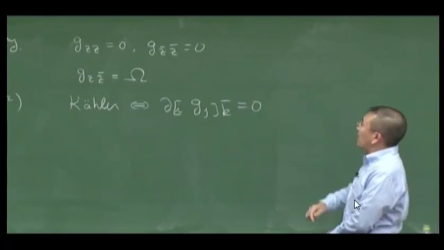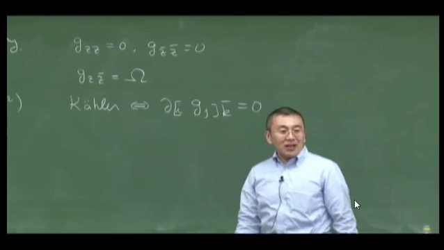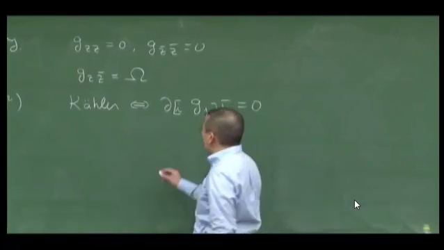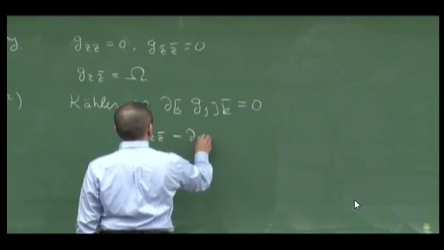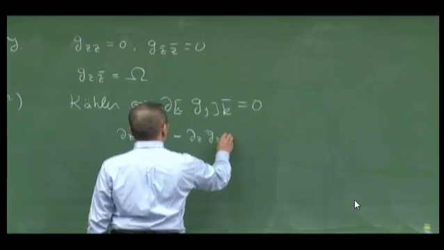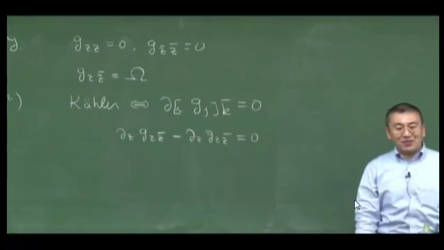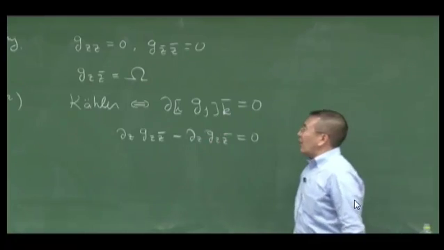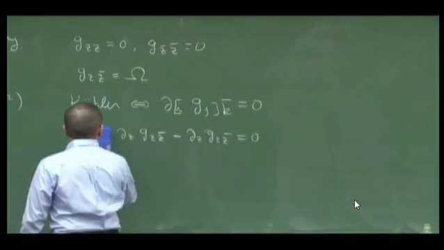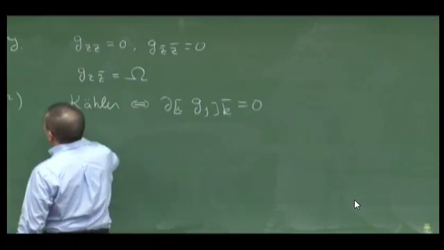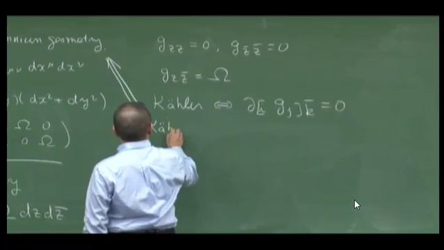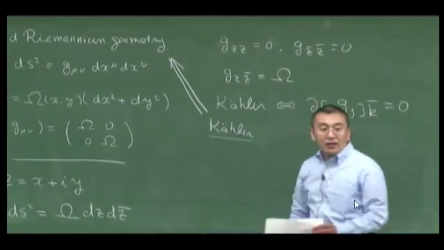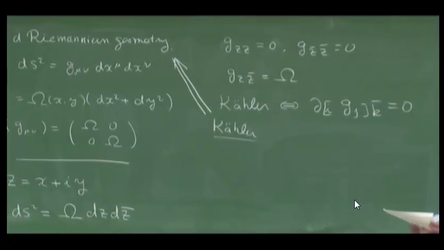So the Kähler condition is this, but in 2 dimensions, or in one complex dimension, this condition is trivial because there is only one coordinate. So this condition would have meant del z g z z bar minus del z g z z bar is equal to 0, but this is obviously trivial because these are the same coordinate. So therefore, this metric is Kähler. So from this we conclude that 2-dimensional Riemannian geometry is actually Kähler. So we are considering Kähler geometry in 2 dimensions.